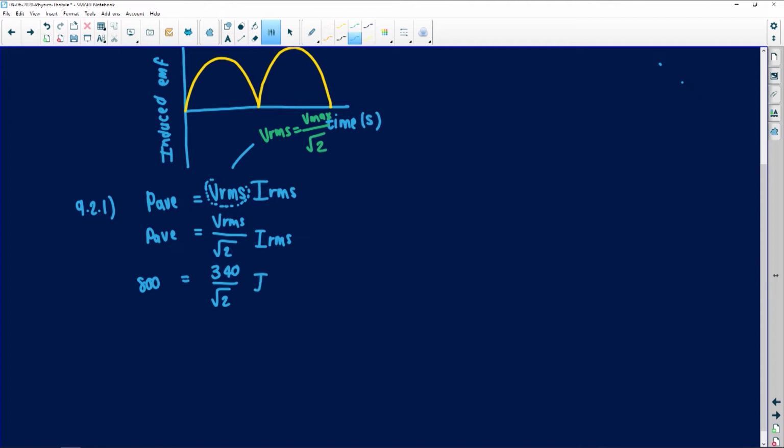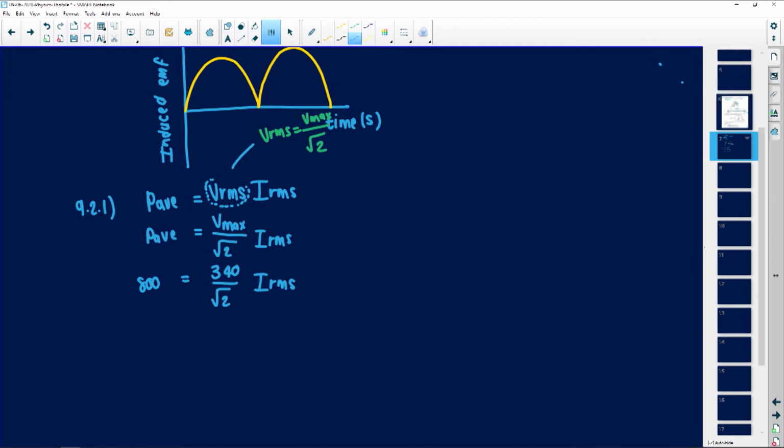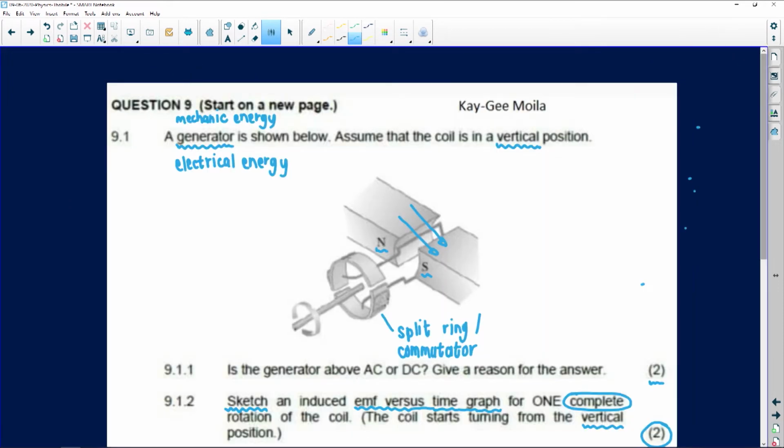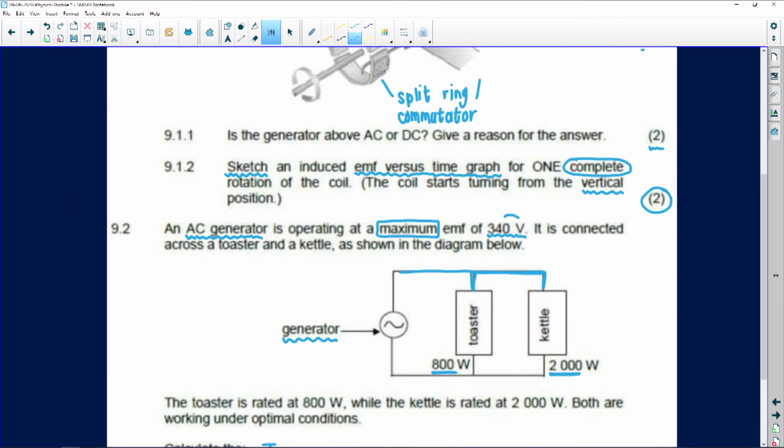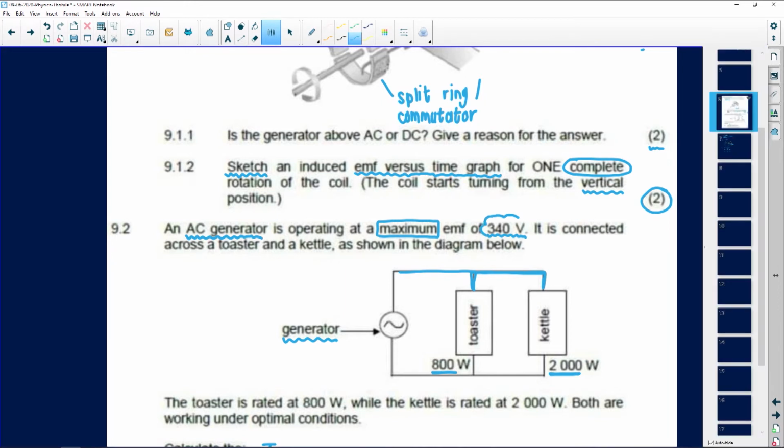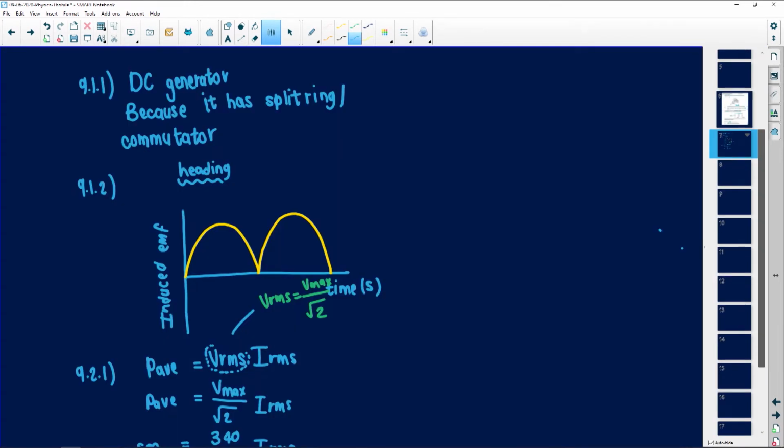And then I'm looking for IRMS. I just want to think this one. This is Vmax according to my formula sheet, and my Vmax was given to me. Let's just double check that quickly. My Vmax was given to me as 340. Yes, my Vmax was given to me as 340. So now let's plug in and see what we are going to find.